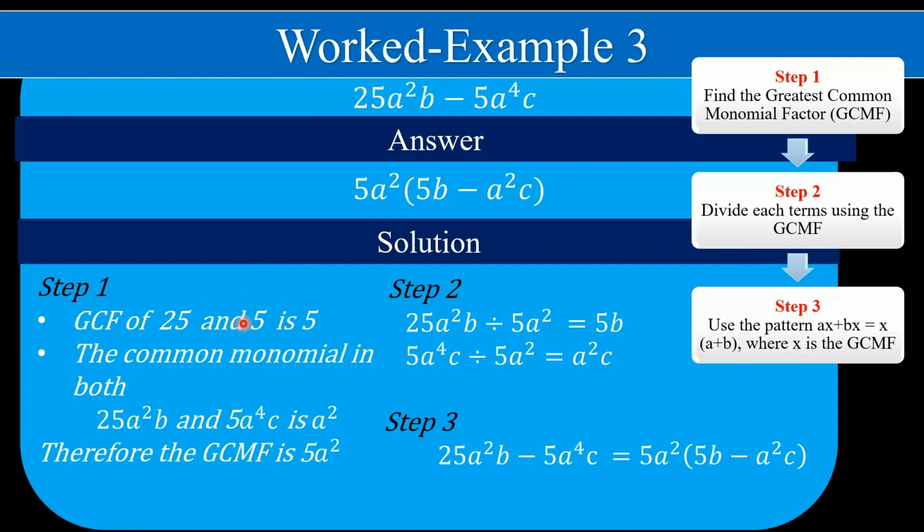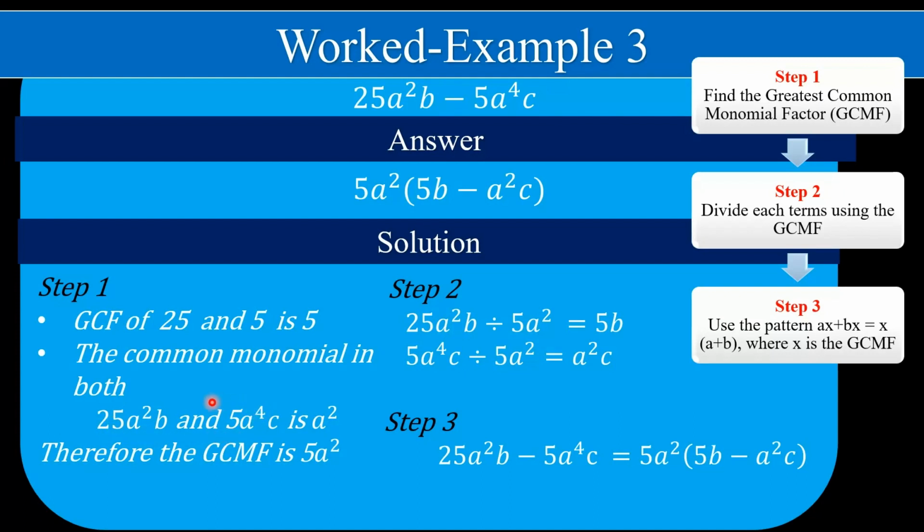In step 1, we have here 5 already, because 5 can be divided by 5, and 25 as well can be divided by 5. So both numbers have the common factor, which is 5. Now, next is the common monomial in both terms. So you have here the terms a squared b, the variables a squared and b, and a to the 4th c. So notice that we both have a here and a here.